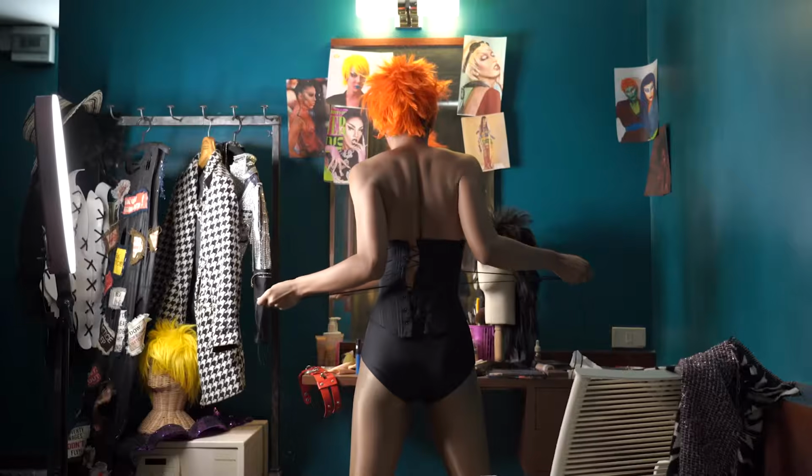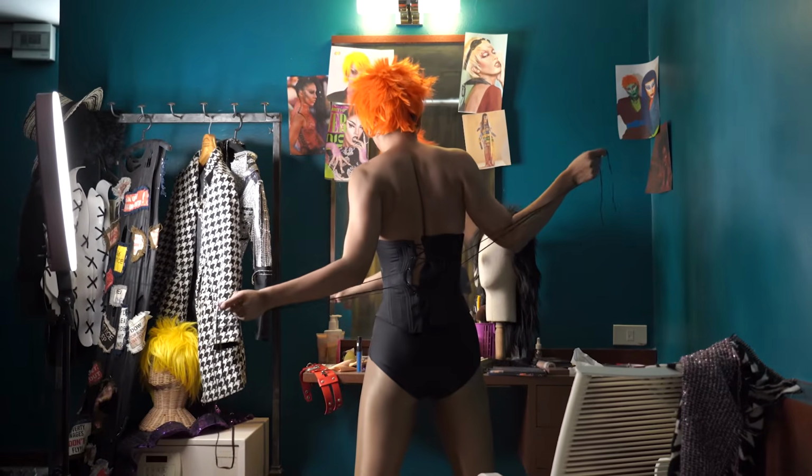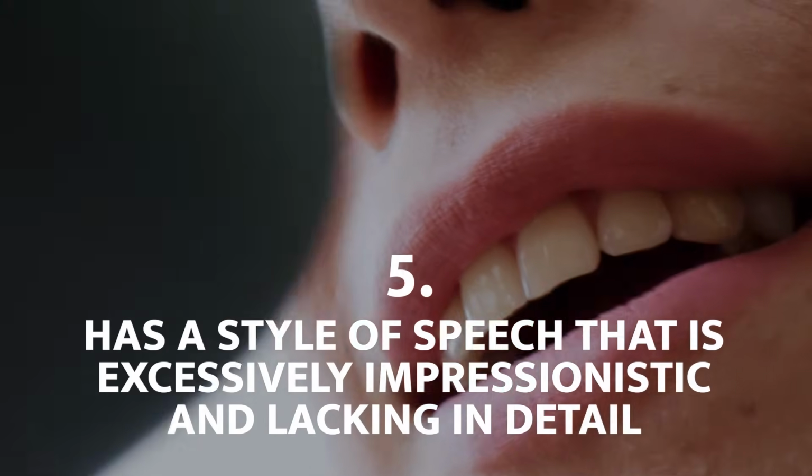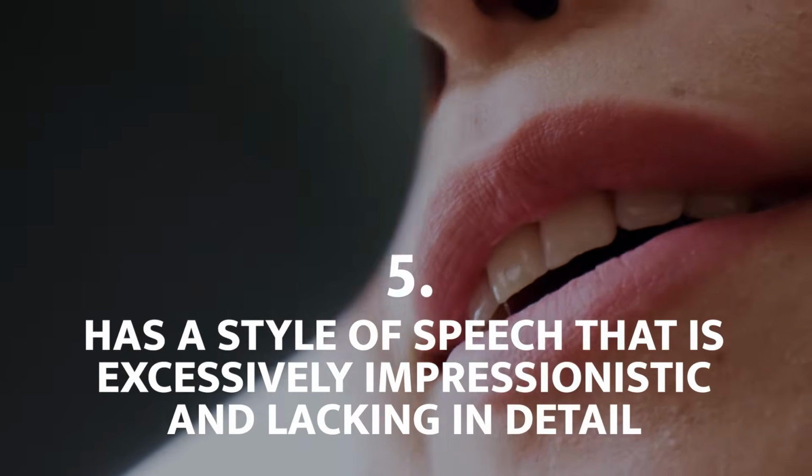Someone with HPD can also use physical appearance in the form of a lack of clothing, dressing scantily in a manner that draws attention and is out of proportion to the current social setting. Wearing a bikini top to a business bar is an example. Number 5, someone with HPD has a style of speech that is excessively impressionistic and lacking in detail.